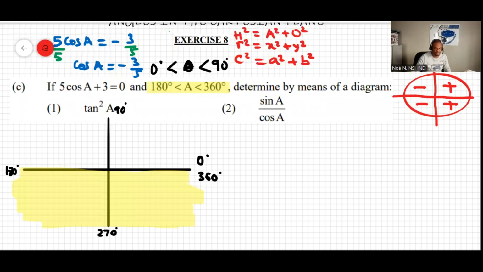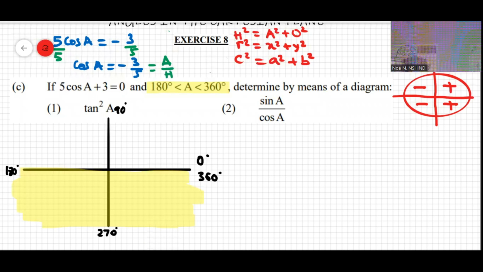We found that cos A is -3 over 5. Let me just erase this now. This means that 3 and 5 are in simplest form. So this is adjacent over hypotenuse, okay? Remember the hypotenuse is always positive, it cannot be negative. So it's -3 that we're going to consider here.